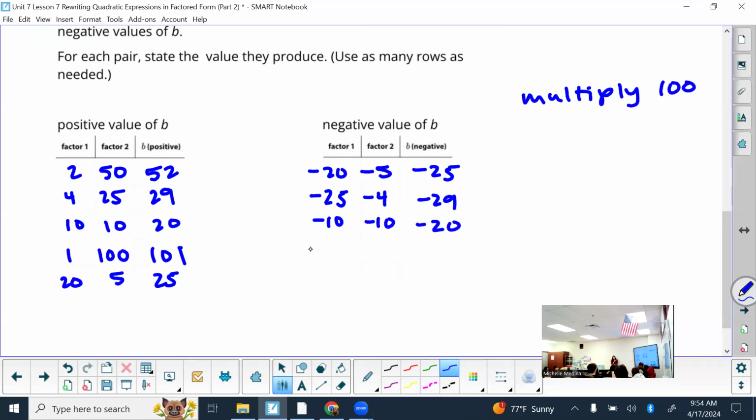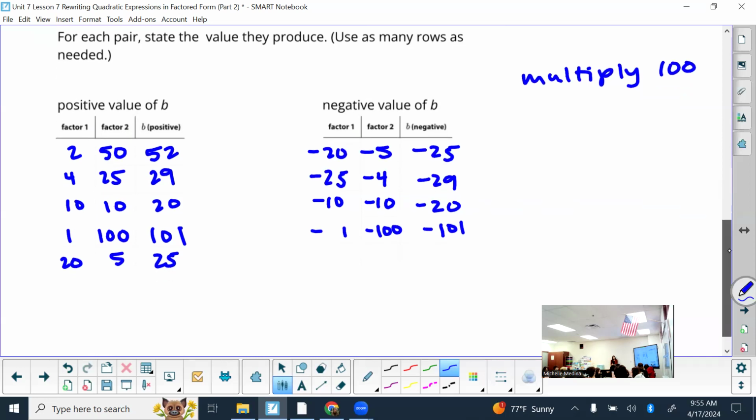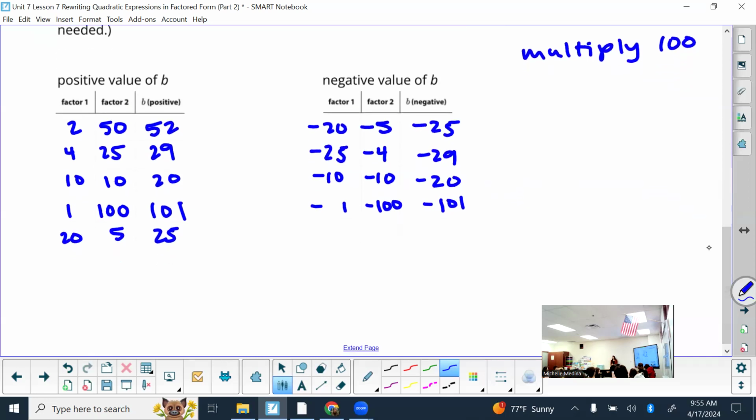And so what are we noticing? Anything? What else can go in this table? So it's mirroring this table, except that all of the answers are now negative.